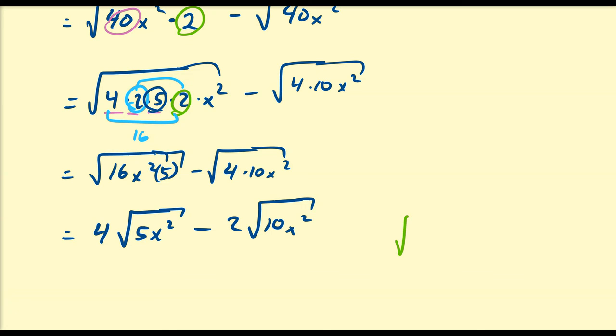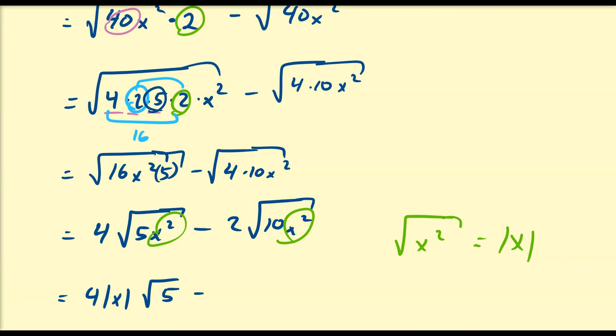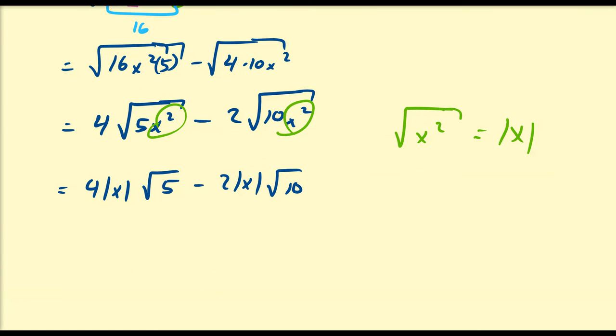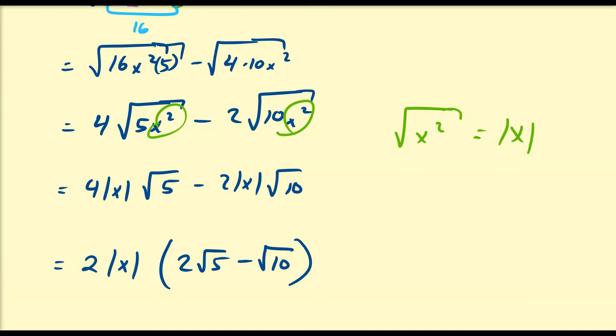So remember, the square root of x squared is going to be equal to the absolute value of x, and I have that in both of these terms. So I have 4 absolute value of x, square root of 5, minus 2 absolute value of x, square root of 10. So I can factor out an absolute value of x and also 2 if I want to. So 2 absolute value of x multiplied by 2 square roots of 5 minus the square root of 10.